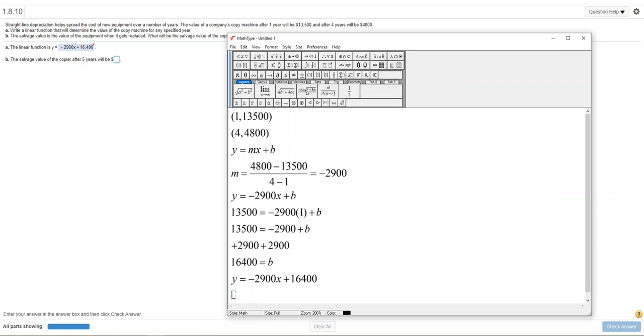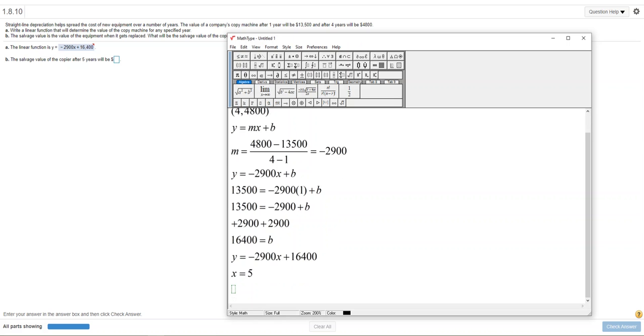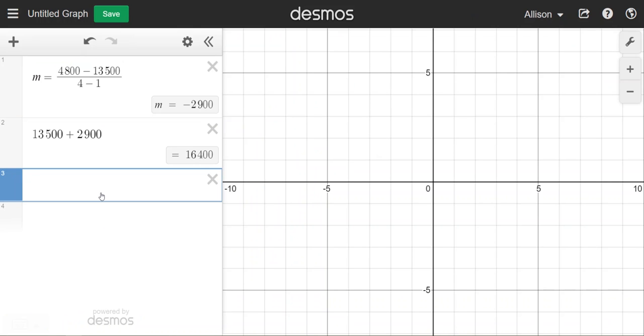To finish the question, in part B, they're asking me the salvage value of the copier after 5 years. So what would it be worth after 5 years? All right, and so I can input, since 5 is time, I can input x equals 5 into the equation. So if I take this equation, again, just copying it, moving it down, and inputting a 5, what I need to do is take negative 2,900 times 5 plus the 16,400.